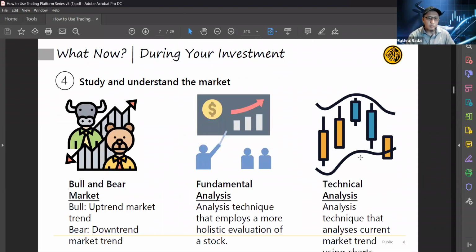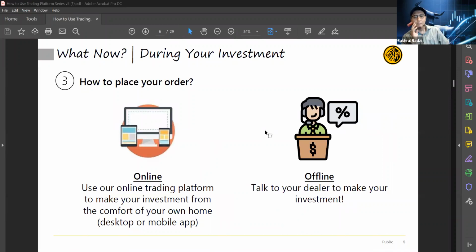Next, a question you might have is how to study and understand the market. Before I proceed, let me go back to placing orders. I just informed you about placing your order online and offline. We have a cheaper way to trade by using our online platform, so we are very much encouraging you to utilize our online platform, our website and the Maybank Trade app.